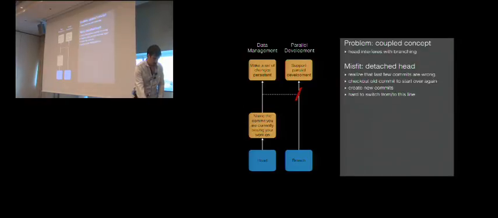For detached head, we have, again, a coupling problem. By being able to detach head and make it point to a commit directly, we are creating a new line of development which is hard to switch back and forth to. So that's why it's interfering with the motivating purpose of a branch, that is, to support parallel development.